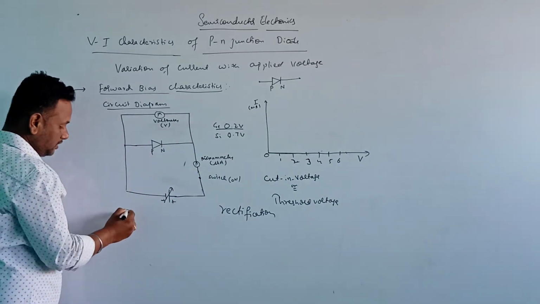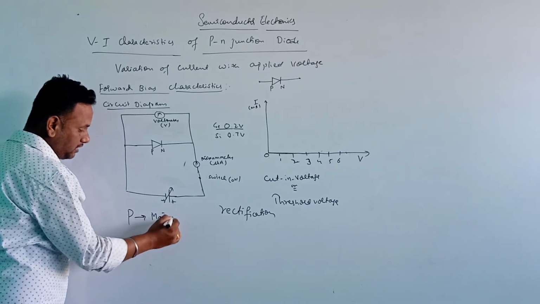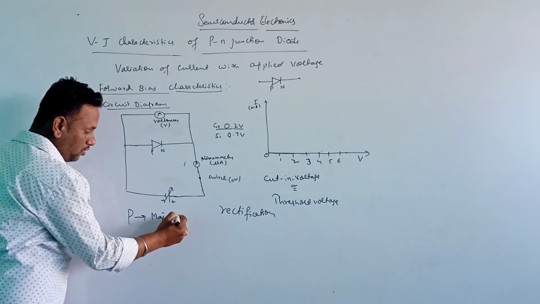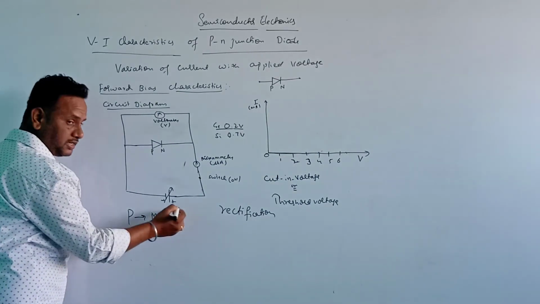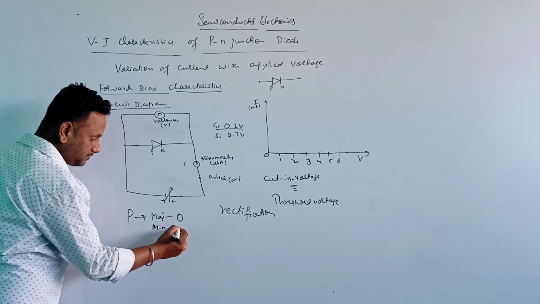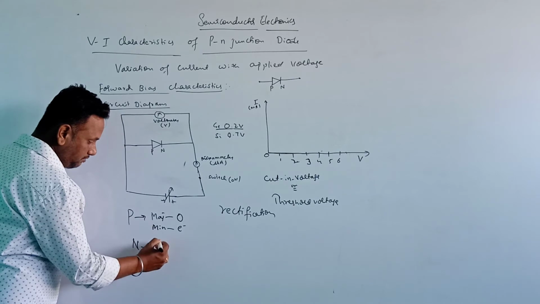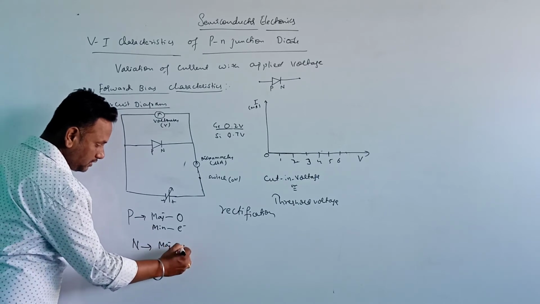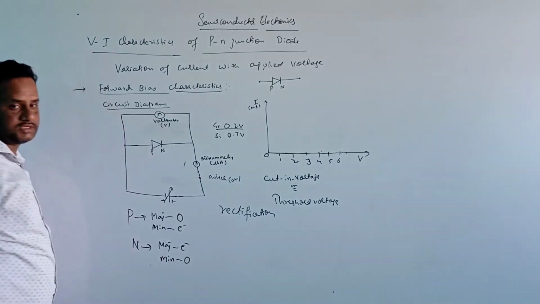You remember this: what are the majority charge carriers in the p region? Holes. This round is indicating the holes. Minority charge carriers are electrons, and in n region the majority charge carriers are electrons, minority charge carriers are holes.